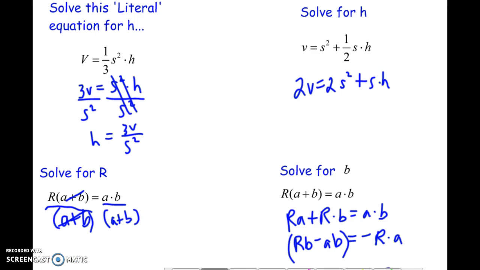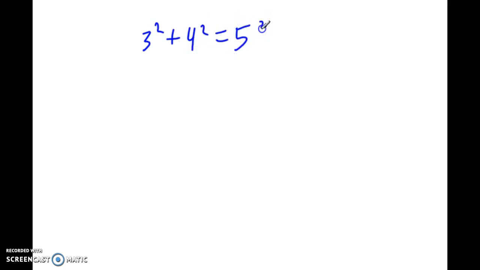Well, let me say one more thing. I want to hit this because every year it happens. So a lot of students, they see it. I'm going to use numbers so you see it a little easier. 3 squared plus 4 squared equals 5 squared. We know that's a true equation.